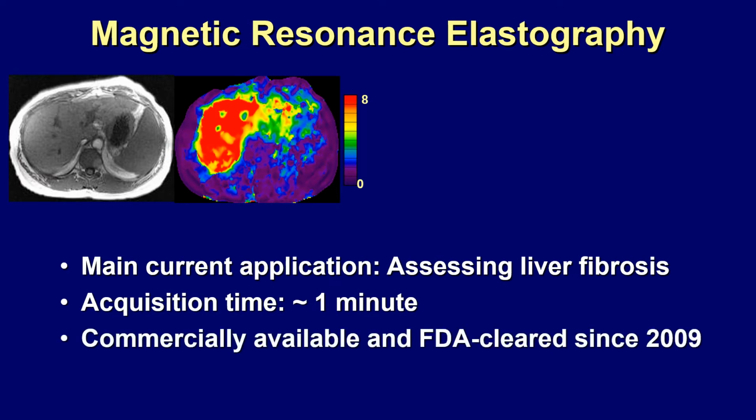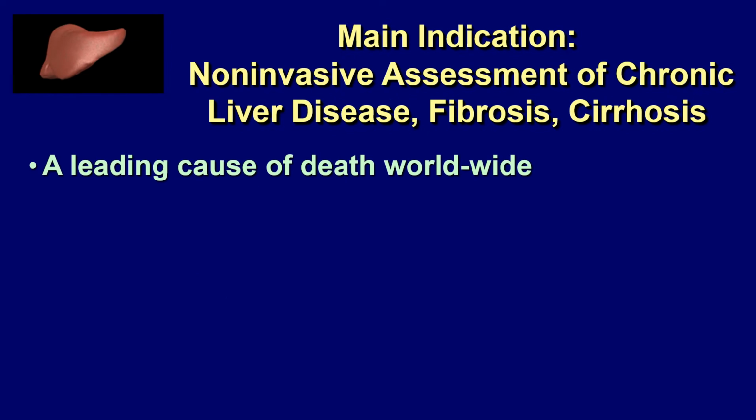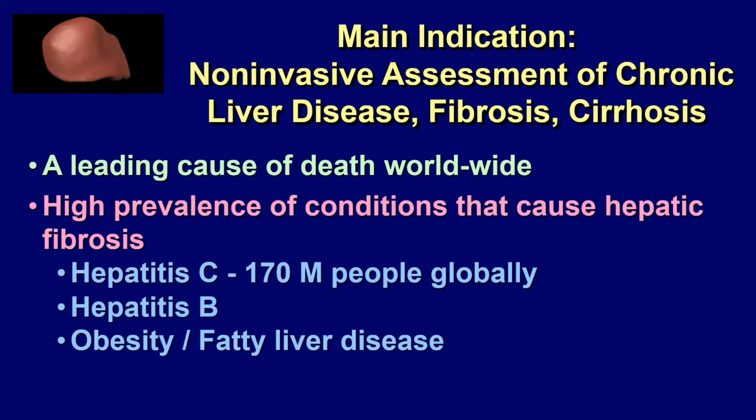MRE has been available commercially as an upgrade for MRI scanners for more than 10 years, and there are more than 1,500 locations around the world that are equipped for magnetic resonance elastography. Chronic liver disease is a major global healthcare problem. There is a high prevalence of conditions that cause liver fibrosis, including hepatitis C, affecting nearly 200 million people around the world, chronic hepatitis B infection, and the growing epidemic of obesity and fatty liver disease.